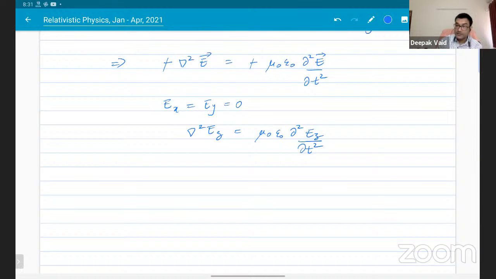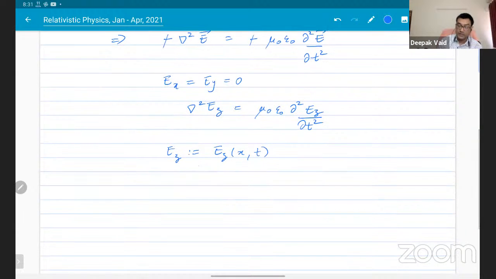Now I'll make things even simpler for myself. Let me make EZ a function only of X and T. So it doesn't depend on Y or Z. So that means these derivatives are 0. So what does my equation reduce to? It becomes this.